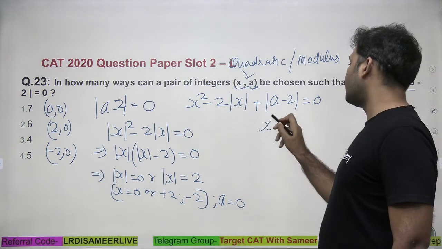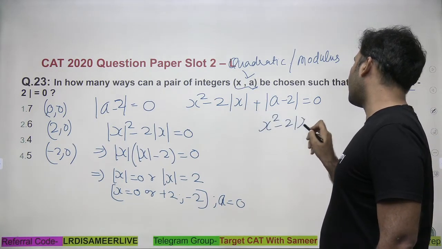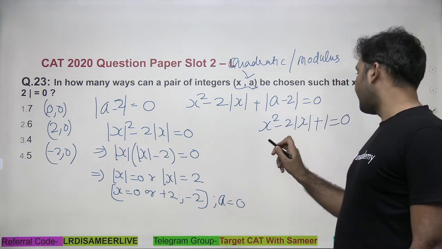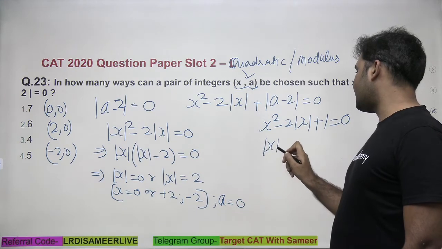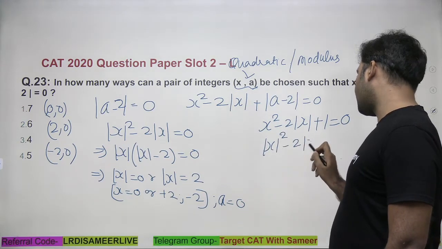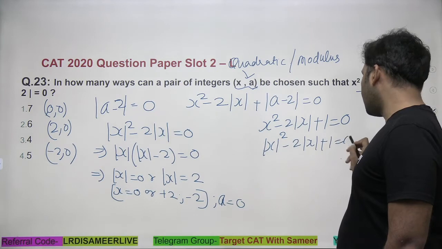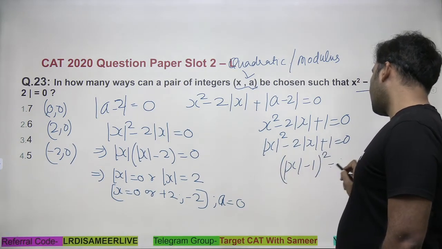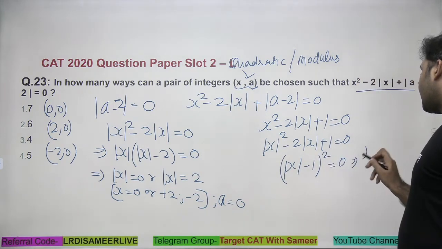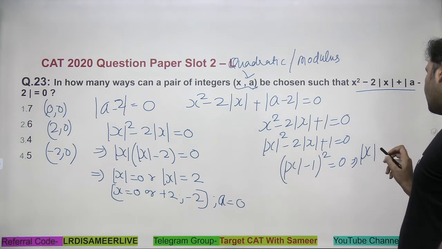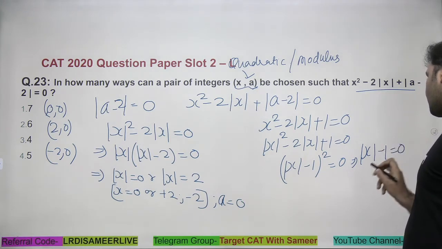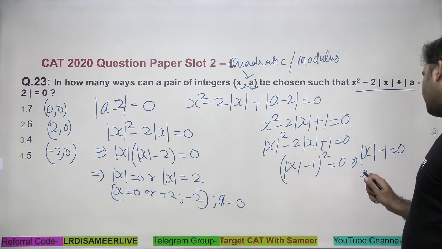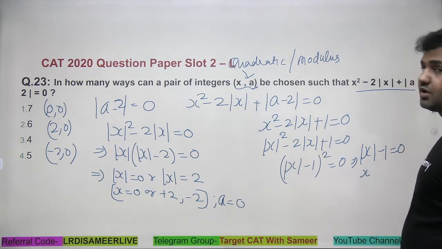this quadratic equation would be x square minus 2 times mod of x plus 1 equal to 0. And I see that this can be written as mod of x square minus 2 times mod of x plus 1 is equal to 0. This is mod of x minus 1 whole square equal to 0. Can I say that here mod of x minus 1 should be equal to 0?